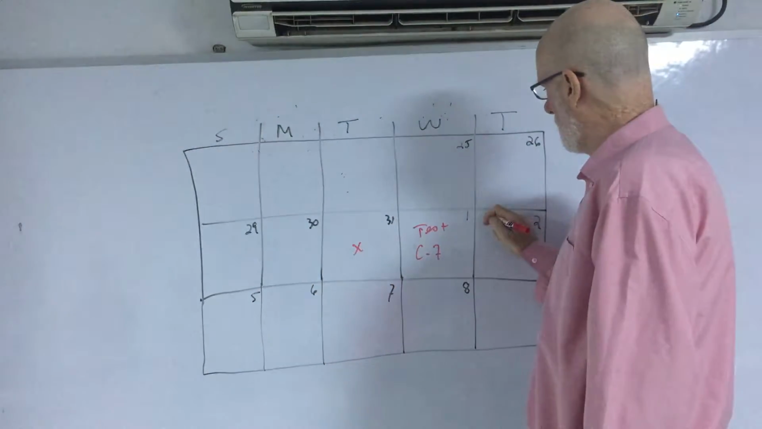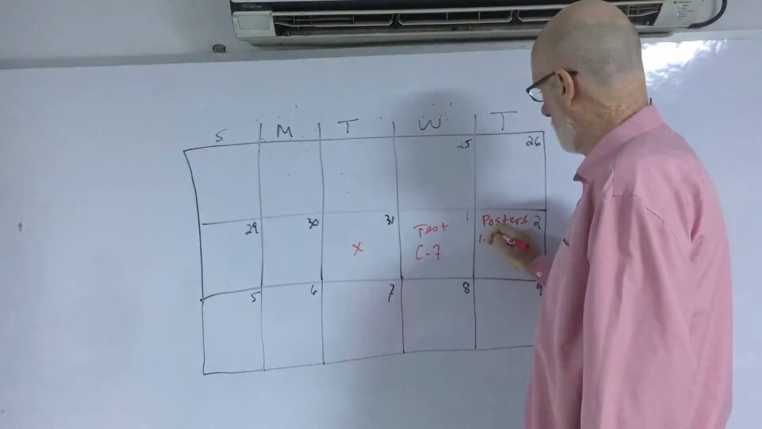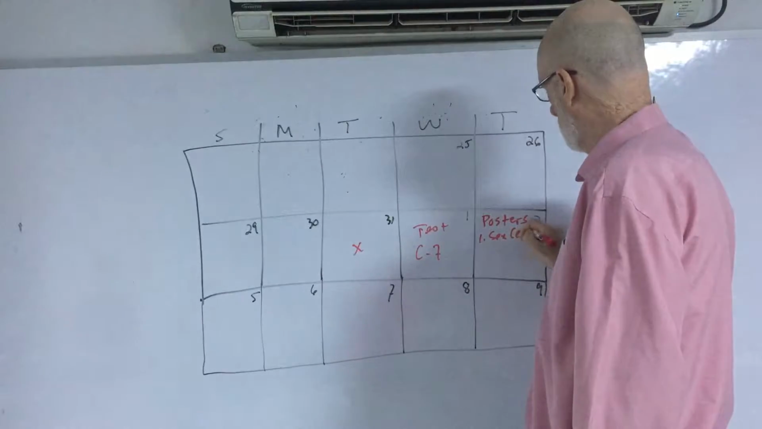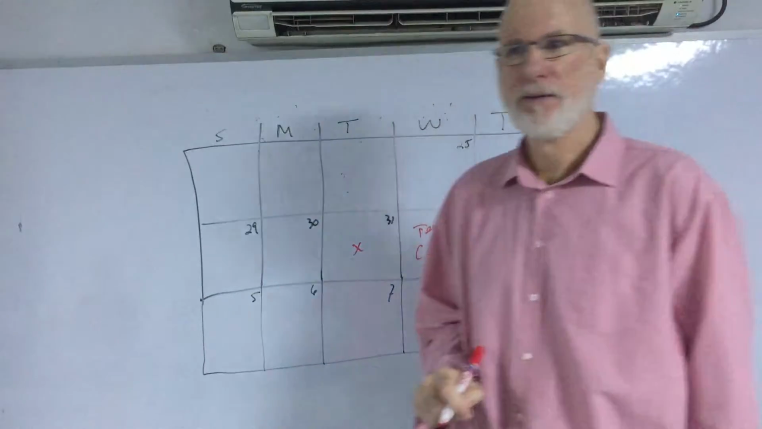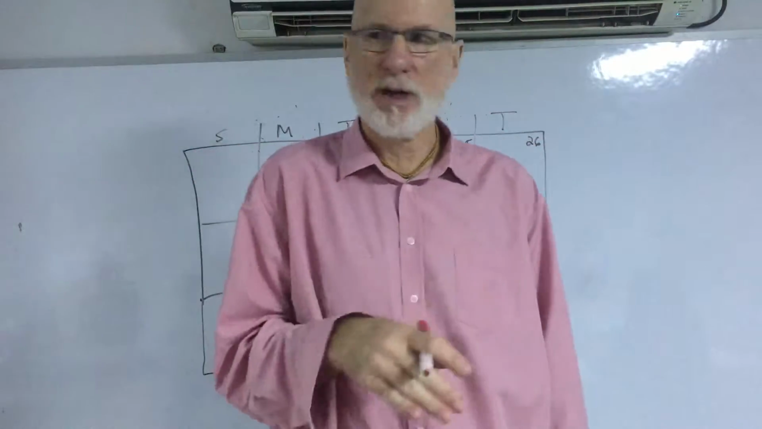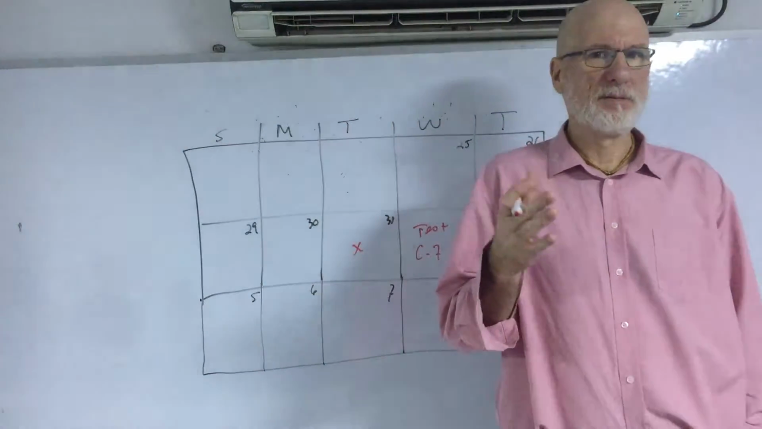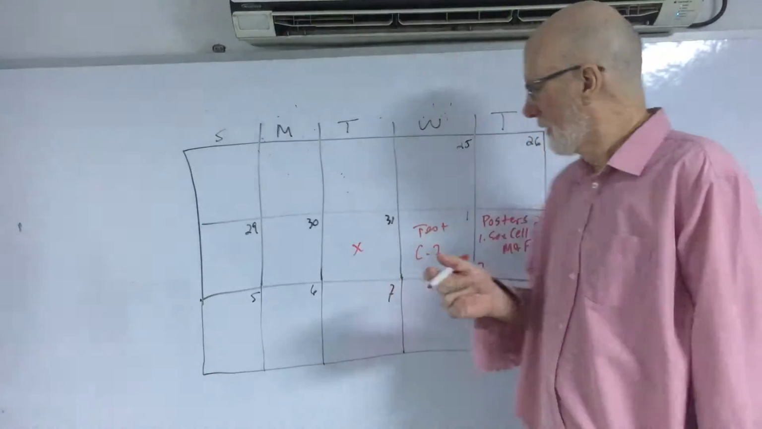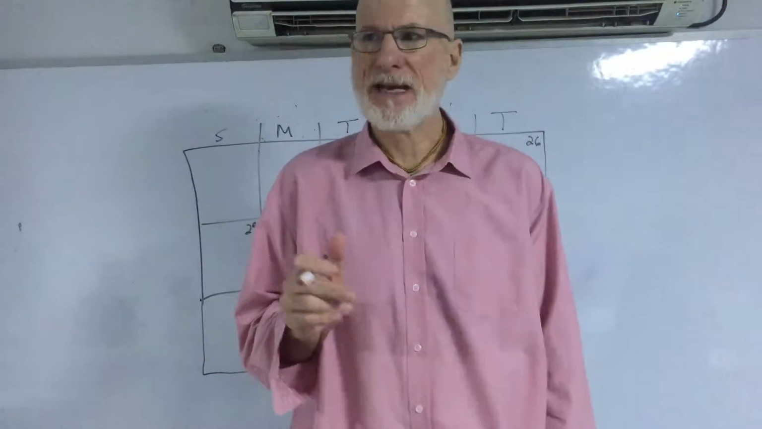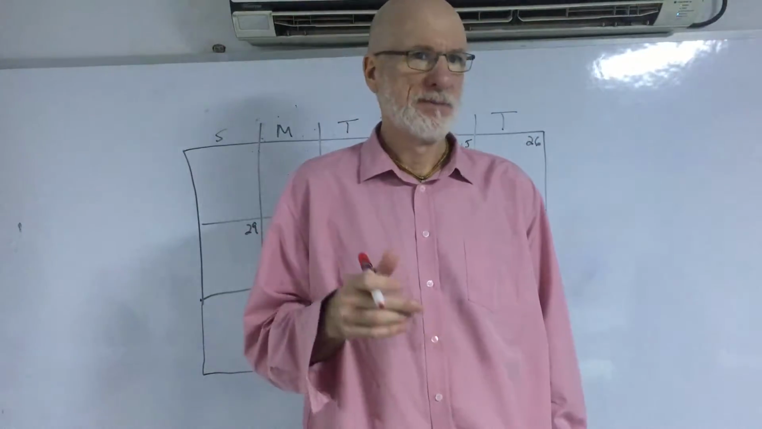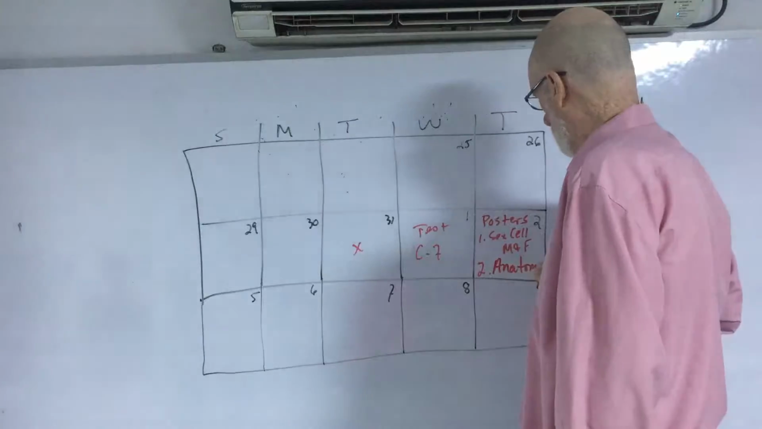The posters. Poster 1, sex cell, male and female, is due that day. So that's one poster because there's 12 students, you're working in pairs, so you're essentially making six posters, right? Okay. And then you've got to make a poster on the anatomy of a flower. That's the second poster. Okay? Anatomy of the flower.